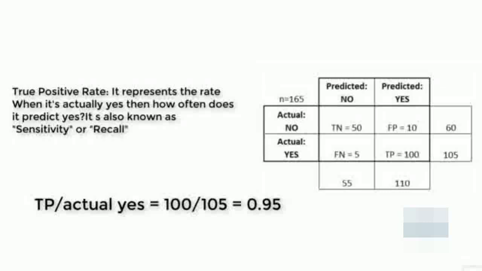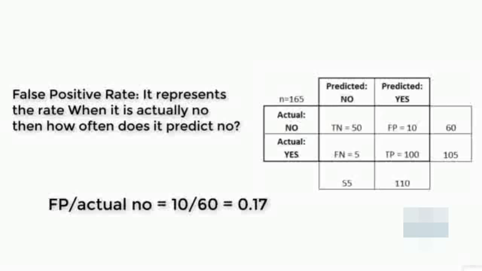The next is true positive rate. It represents the rate when it is actually yes, how often does it predict yes. It is calculated by dividing the true positive by the actual yes. It is also known as sensitivity or recall. The next is false positive rate. It represents the rate when it is actually no, how often does it predict yes. It is calculated by dividing the false positive by the actual no.